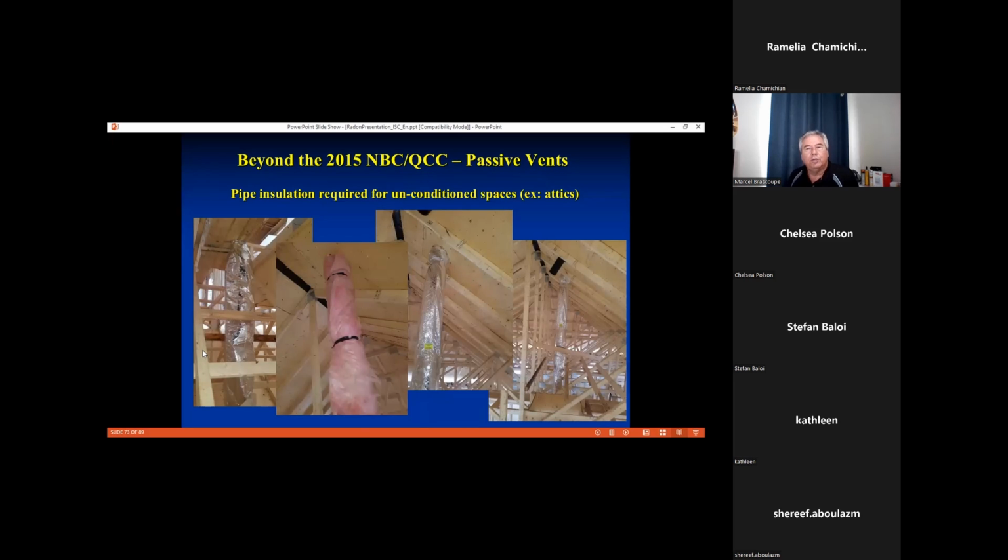Anywhere that you're going through a cold space, like an attic as an example, an unconditioned space, you need to insulate the pipe, at least to a factor of R8. So about 2 inches thick of insulation. And it's got to be covered with a vapor barrier. Again, for the very reason that if your pipe is cool, you might get condensation on the outside of the pipe in the summertime.